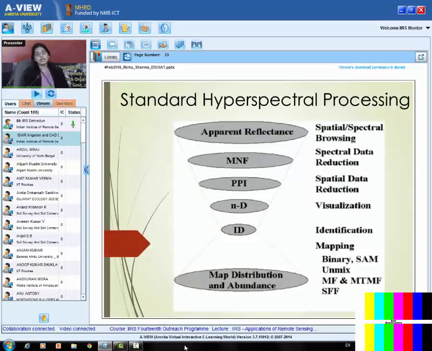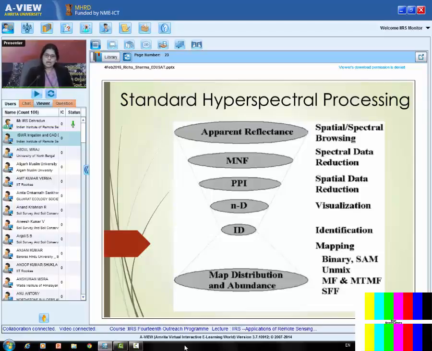Now, the next thing is hyperspectral processing. As I have already told you, there are some standard hyperspectral processing techniques that we have to use for the processing of spectral data. There are different hyperspectral sensors, and we can always have different hyperspectral data.